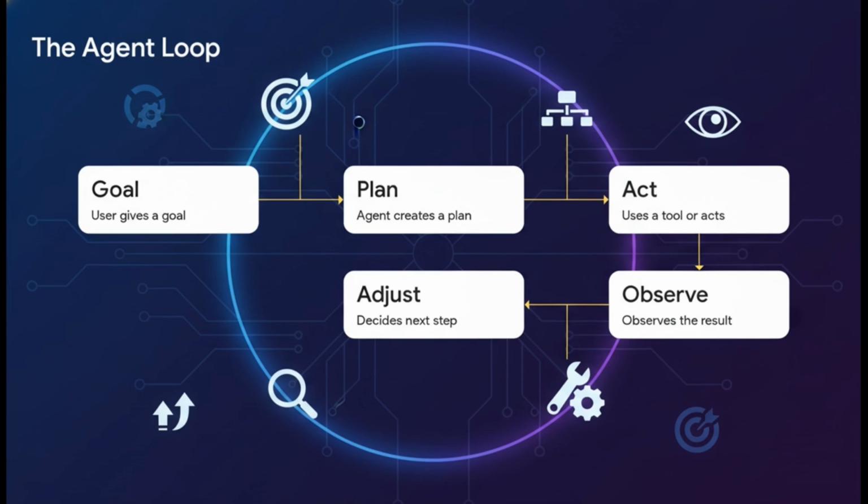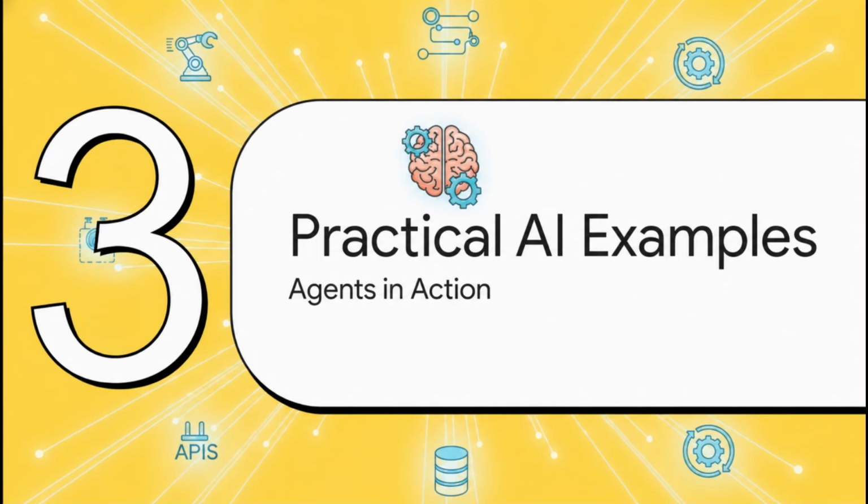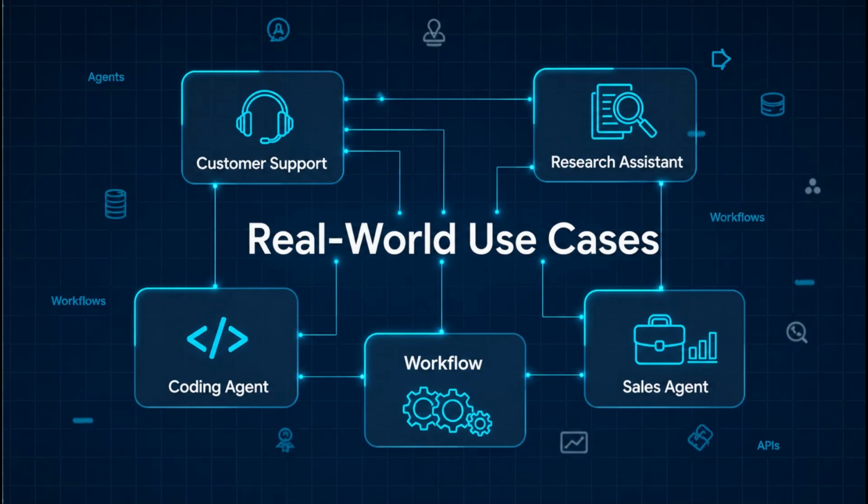Think about it like this. If it's researching free AI tools, it searches, reads, observes the results, maybe it realizes half of them are outdated, so it adjusts its search terms and keeps looping until the goal is totally met. Let's move to section 3, practical everyday AI examples. Agents in action. The real-world applications for this loop are popping up everywhere right now.